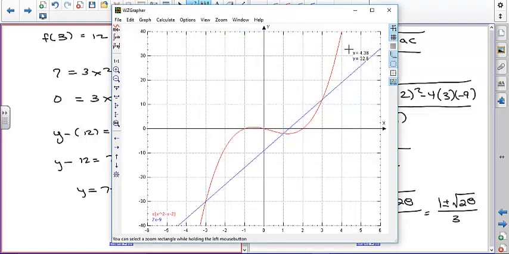So there you can see that that is the line that's connecting x equals negative 3, y equals negative 30, and x equals positive 3, and y equals 12. So that's the average slope. And it's saying that there are 2 points, 1 plus or minus the square root of 28, over 3. And so you can kind of tell it's going to be somewhere about right, maybe there, if you just eyeball it, and maybe about right there.